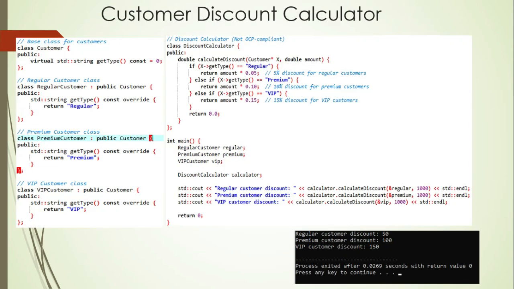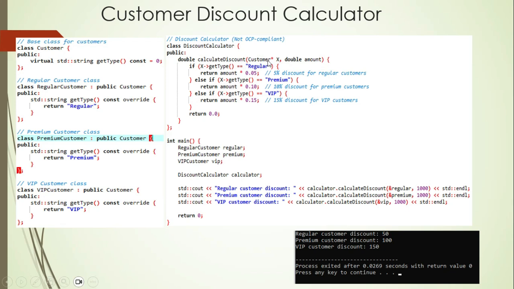So I think this was enough explanation, but if we implement the same code, the same code is here, but this is without following the OCP. You can see regular customer derived from public customer, premium customer derived from customer, and VIP customer derived from the customer abstract class. And we have class discount calculator, and we can see here we have double calculation discount.